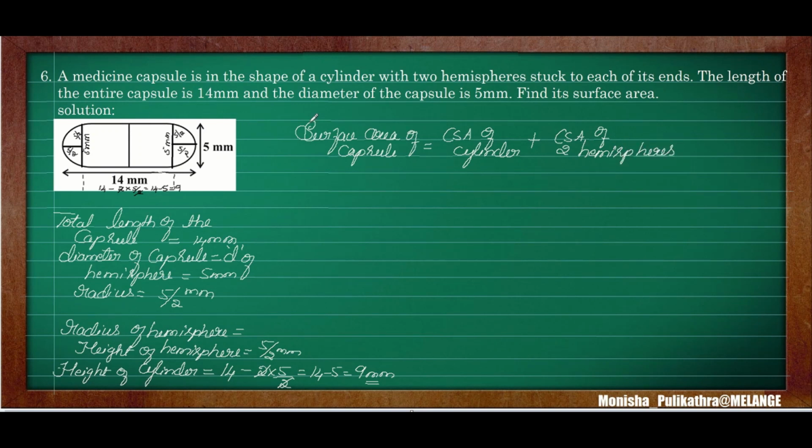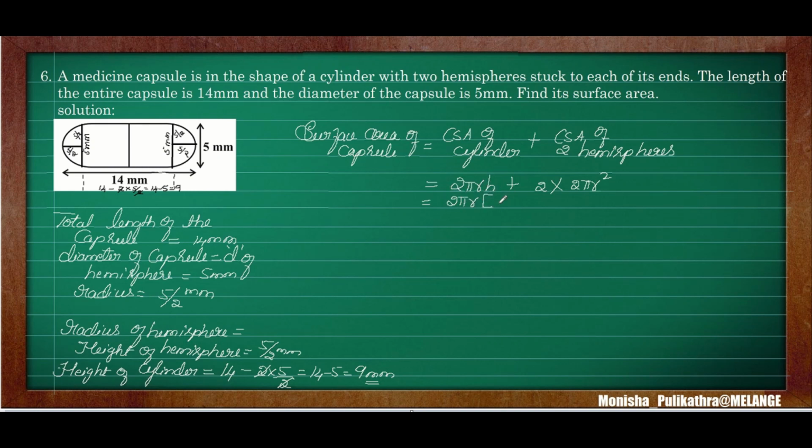Okay, there are two hemispheres, so we need to find the total surface area of two hemispheres. The CSA of the cylinder is given by 2 pi RH, plus 2 into the CSA of a hemisphere, which is 2 pi R square, since there are two hemispheres. We know the radius of the cylinder and the radius of the hemisphere are both the same, so we can take 2 pi R common here.